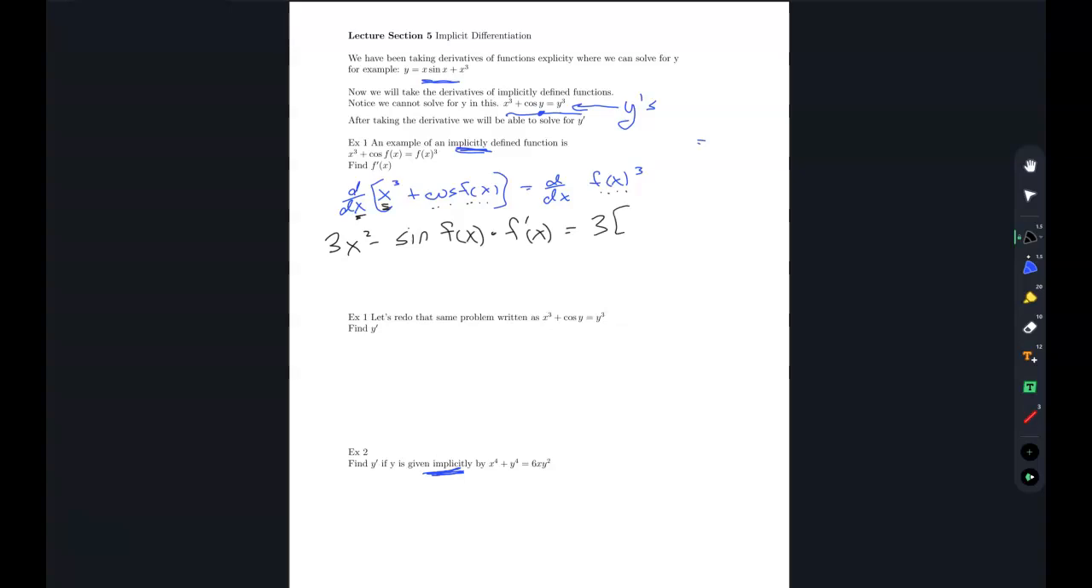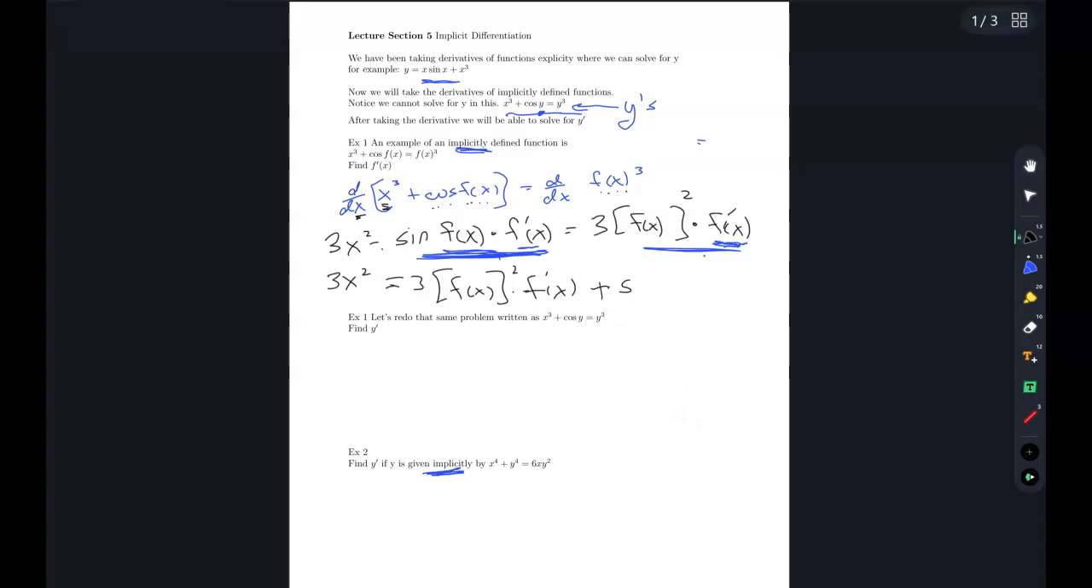All right, moving to the next side, I have a function cubed. So you know that means bring the 3 down, subtract 1 from the exponent, carry the inside function along, and then multiply by the derivative of the function. So the y prime terms would be this big term, because there's y prime there, and then this big term, f prime of x here. So I want to get these two on the same side of the equal sign. I'll keep this one here, and I'll add this term to the other side. So I'll have 3 f of x all squared times f prime of x plus sine of f of x times f prime of x.